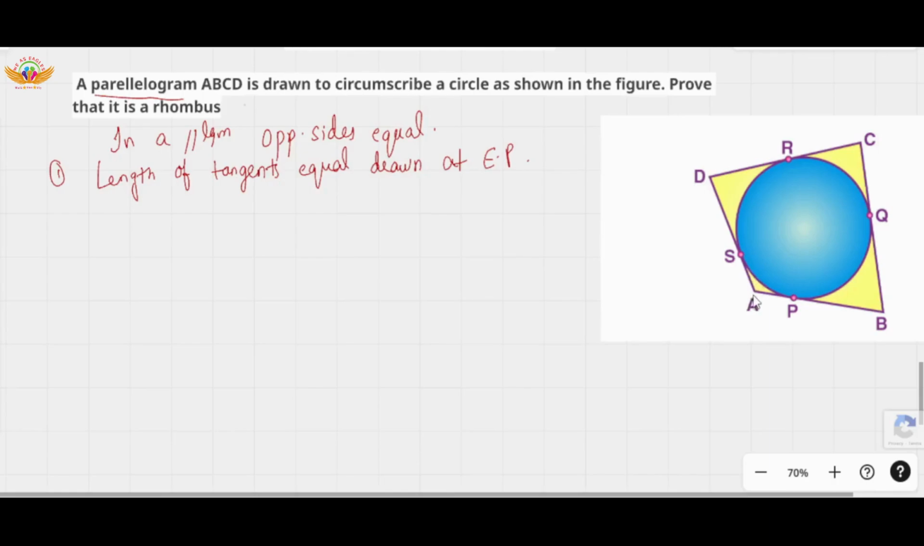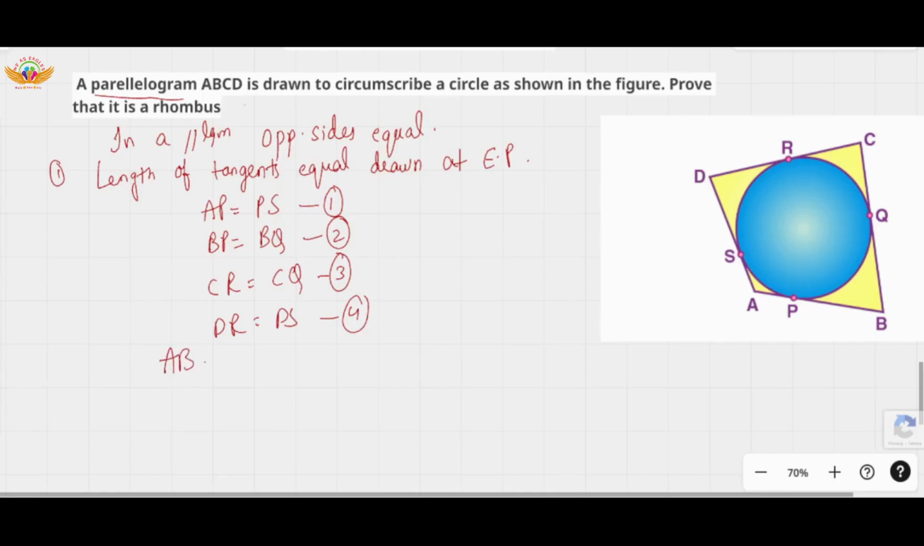So see here, AP is equal to AS. This is my first equation. Again BP is equal to BQ, my second equation. Again CR is equal to CQ, third equation. DR is equal to DS, then fourth equation. By adding all these four, we get AB plus CD is equal to DA plus BC.